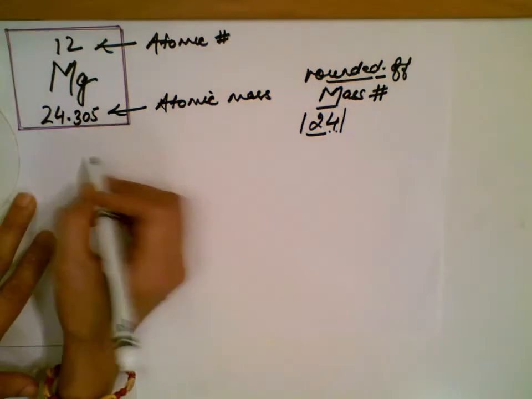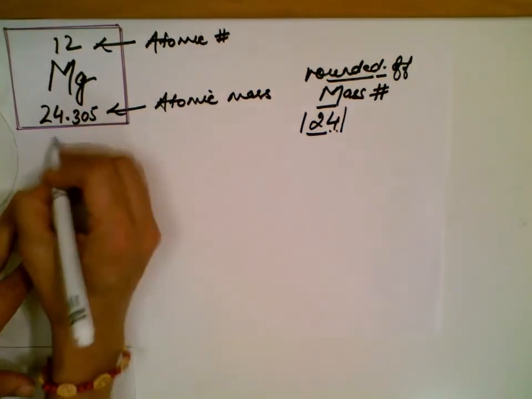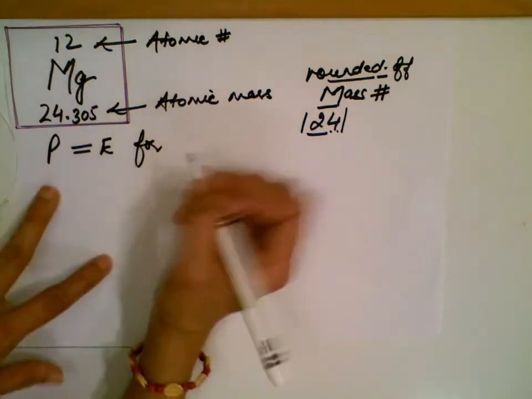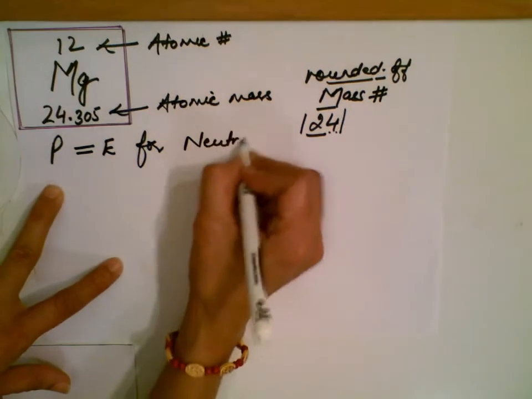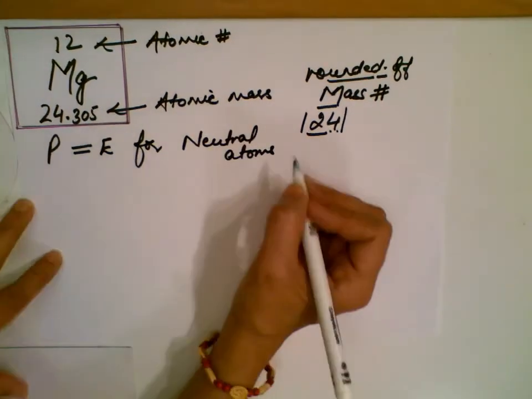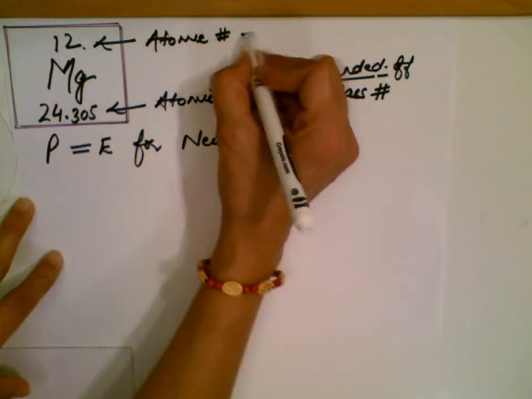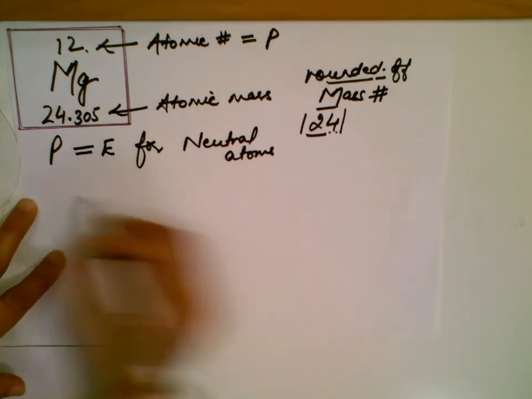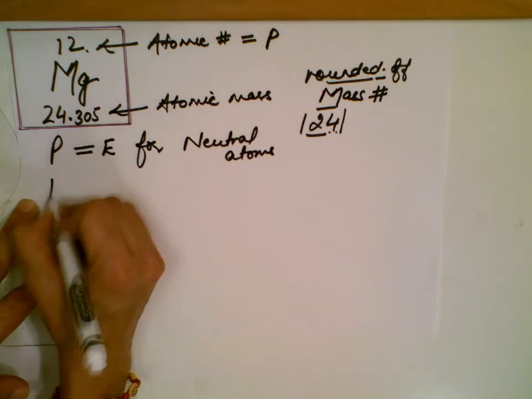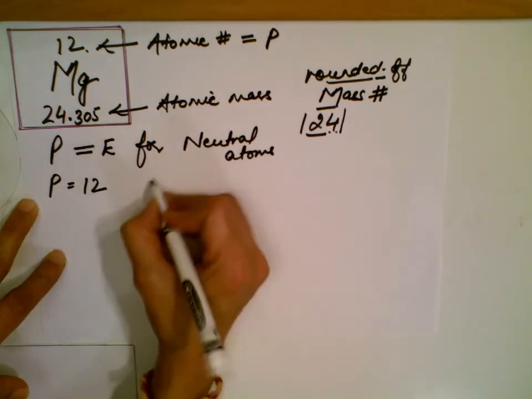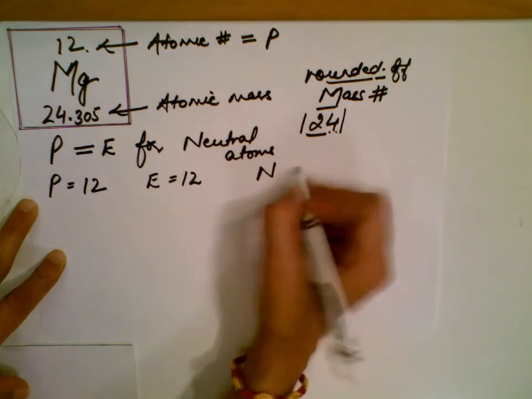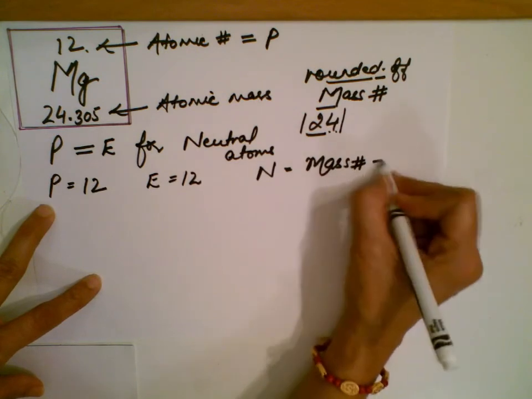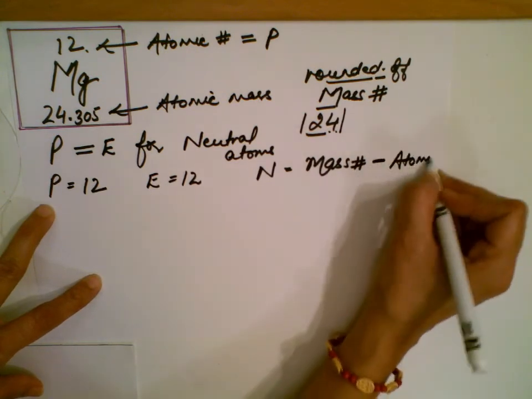How would you determine the number of protons, neutrons, and electrons? So number of protons is equal to number of electrons for neutral atoms. So in this case also this one is equal to the number of protons. So atomic number is same as number of protons. So here we have number of protons 12, number of electrons 12. And how do you determine neutrons? Neutrons is mass number minus atomic number.